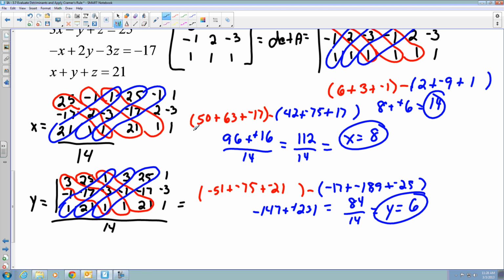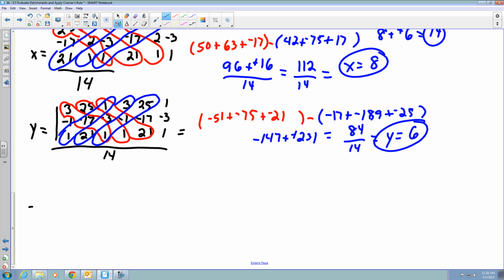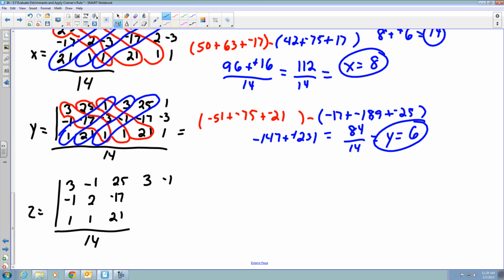The last one is z. So again, we're going to do the exact same things, but now we're going to put our constant values in the z column. So rewrite this as 3, negative 1, and 1, becomes negative 1, 2, and 1. And then I just write this as 25, negative 17, and 21, all of which is divided by 14. So I'm just going to rewrite the top one so I can find the determinant of our numerator. So I got 3, negative 1, and 25, negative 1, 2, and negative 17, 1, 1, and 21.